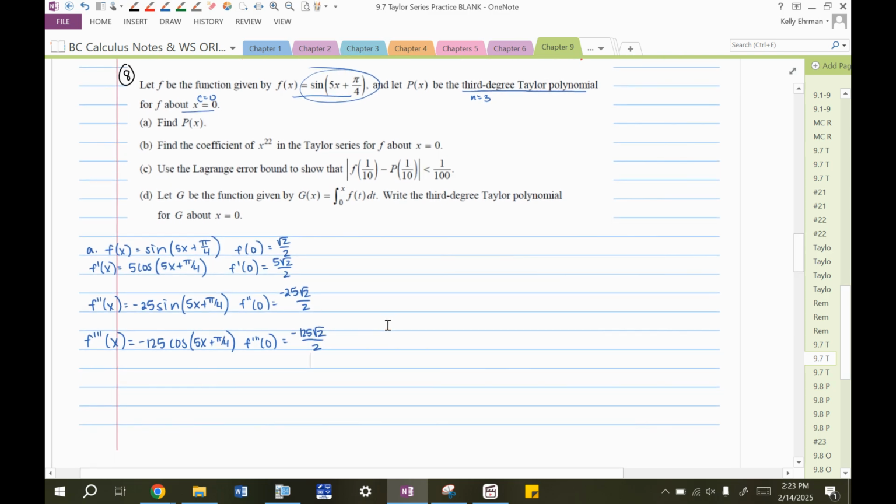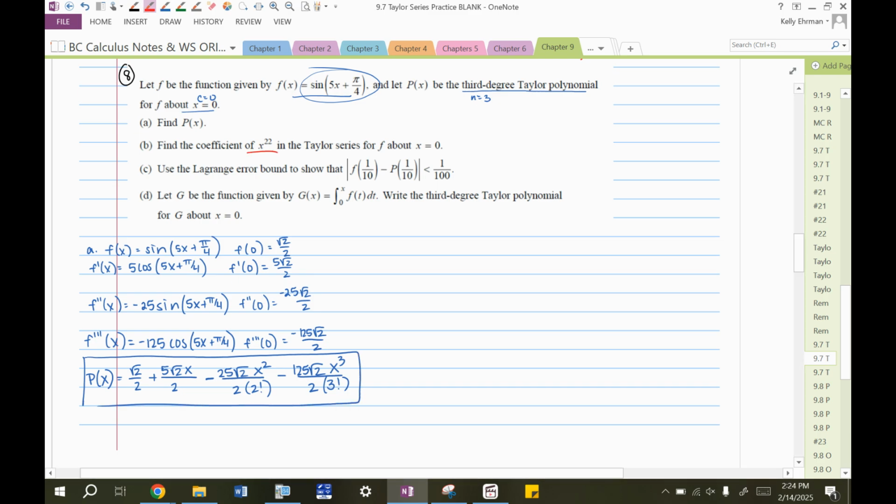Now to write the polynomial, P of x is equal to f of 0 plus f prime of 0 times x plus f double prime of 0 times x squared over 2 factorial plus f triple prime of 0 times x to the third over 3 factorial. So here's P of x.